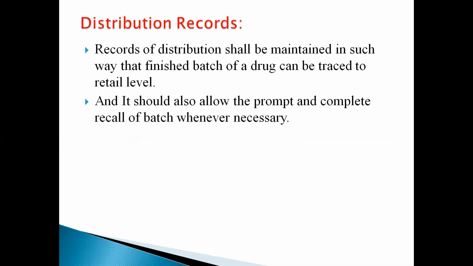So coming to the distribution of records, the records of distribution should be maintained in such a way that a finished batch of a drug can be traced to a retail level. So it has to be distributed, and it should also allow the prompt and complete recall of a batch whenever and wherever necessary.